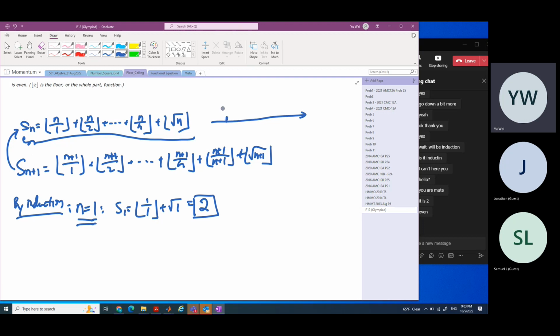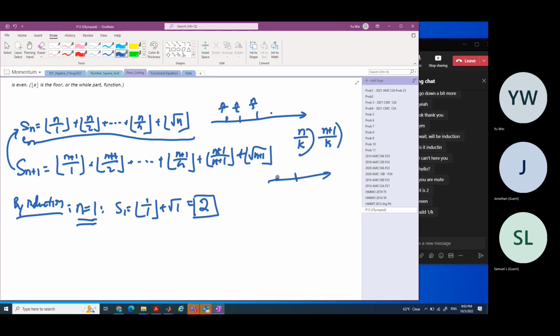So we need to consider n over 1, n over 2, n over 3, right? So when we increase from n over k to n plus 1 over k, you can think this number and this number are really close. We just increase a little bit. If n plus 1 over k does not land on an integer, they are the same. The only problem is when n plus 1 over k lands on an integer. Then the old one belongs to the previous integer, and this one belongs to a new integer. There is a difference between them.